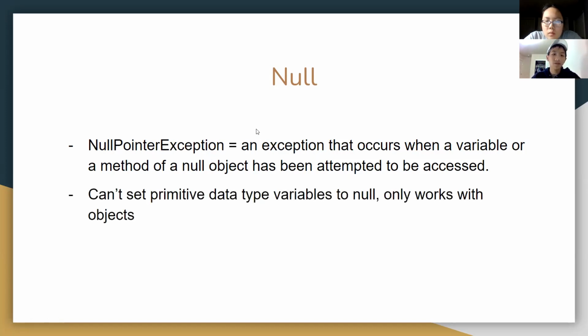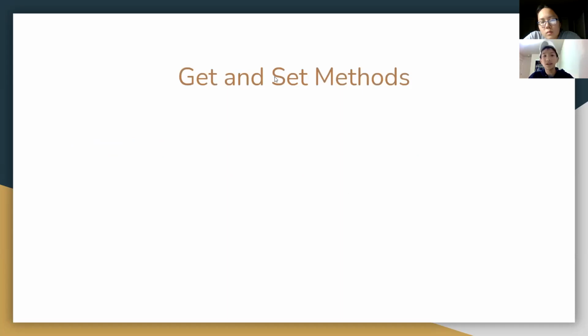And this is sort of important: you can't set primitive data types to null. Null can only be set to objects. Okay. So that's basically it on null. It's just something that represents nothing, and you can only set it to objects.